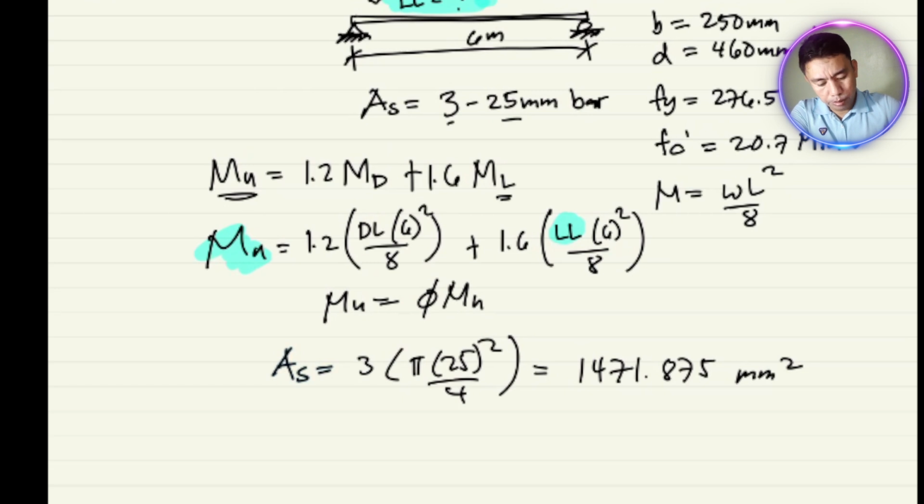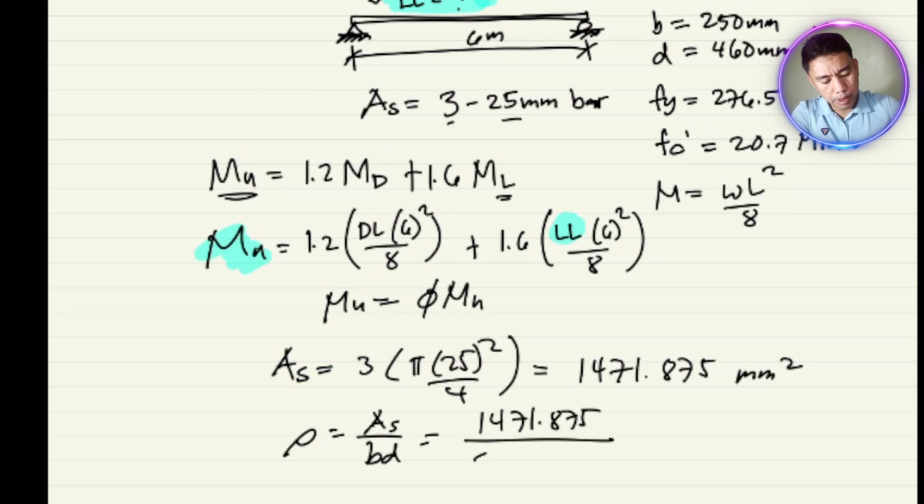Okay, so we have rho is equal to AS over BD. So this is 1471.875. Our BD is 250 by 460. Okay, our rho is 0.01280.